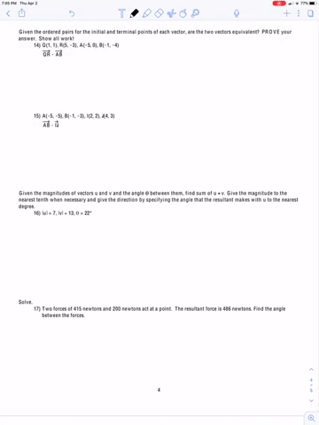All right, moving on. Let's look at problem number 14 here in our review. In this one, we're given the ordered pairs for the initial and terminal points of each vector. It asks us, are these two vectors equivalent? Prove the answer and show your work.